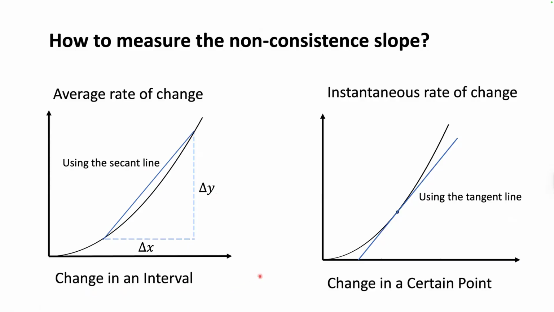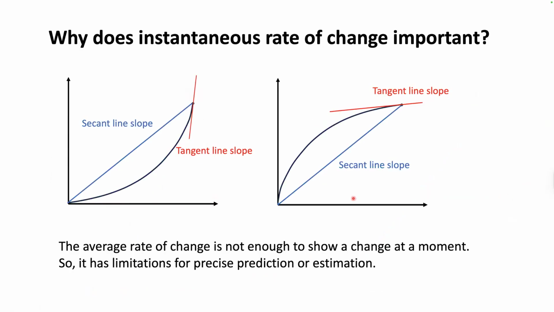Why is the instantaneous rate of change important to us? Look at these 2 curves which have the same average rate of change. However, the slope at the endpoint, such as the tangent line slope, is quite different. This comparison shows the average rate of change is not enough to describe the change at a moment. So, to overcome this limitation and achieve precise prediction or estimation at a given point, we need to calculate the instantaneous rate of change. This is a big question in calculus.